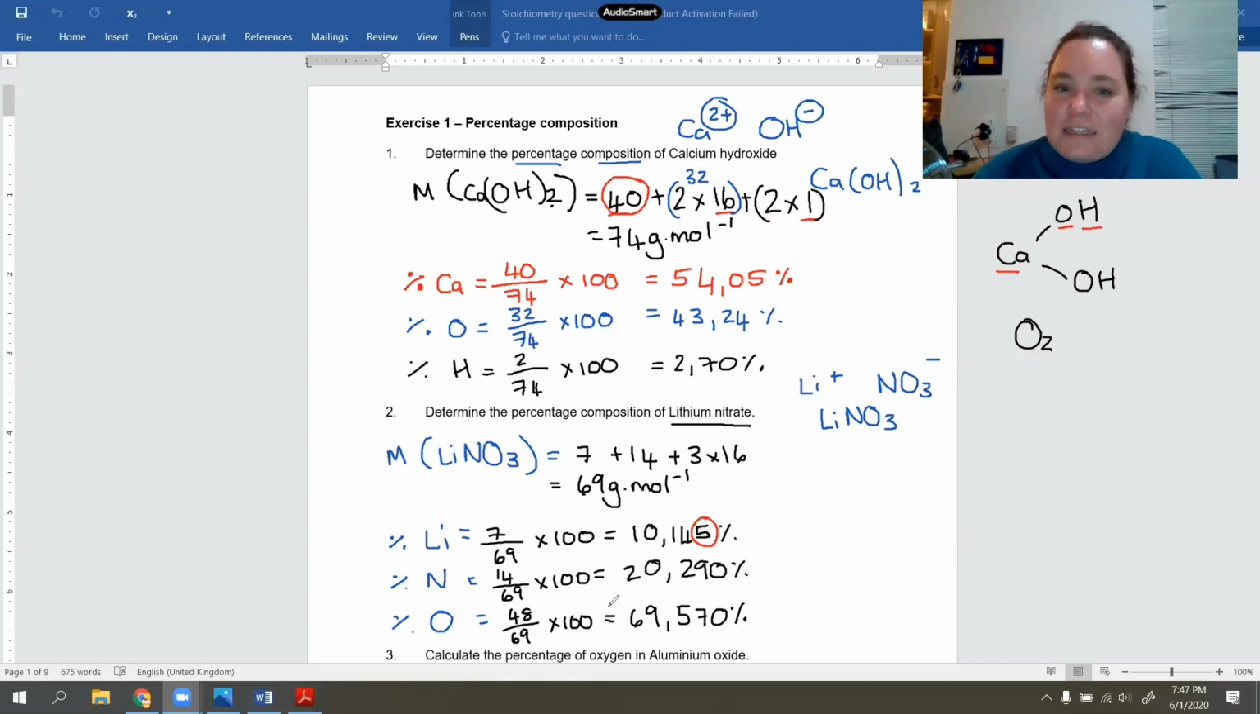Now, usually in an exam, they're not going to ask you all of them because these aren't testing you on different skills. So usually the question would be similar to the one right at the bottom here, which is to calculate the percentage of oxygen in aluminium oxide, which means we're only looking for one element out of all of them. So then what you'd need to do is work out the molar mass and work out the mass of one specific element out of the total. Okay, so this is just reminding you how to do percentage composition.